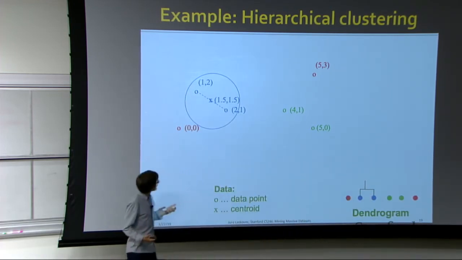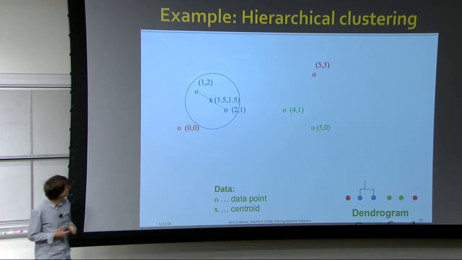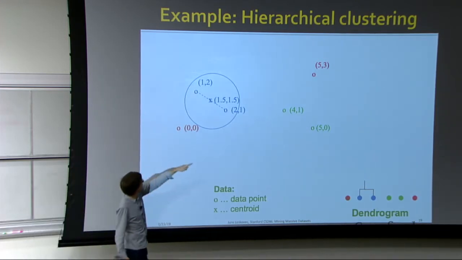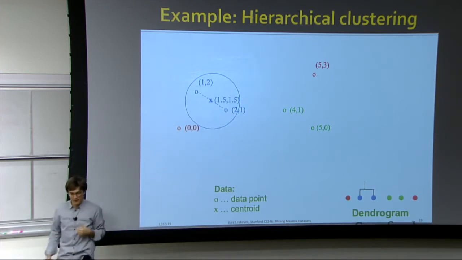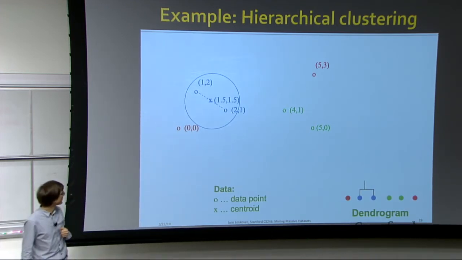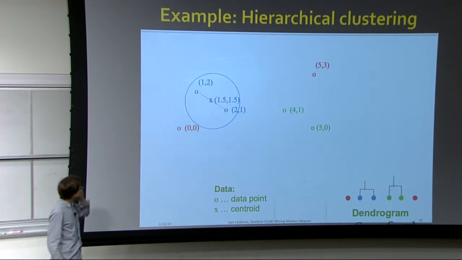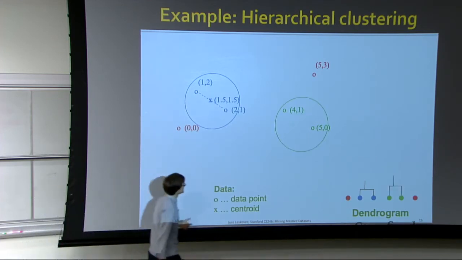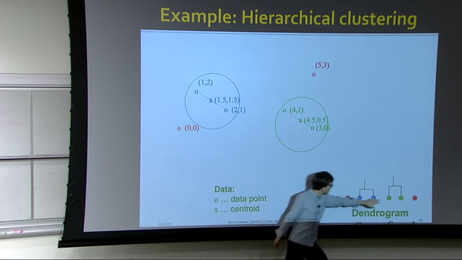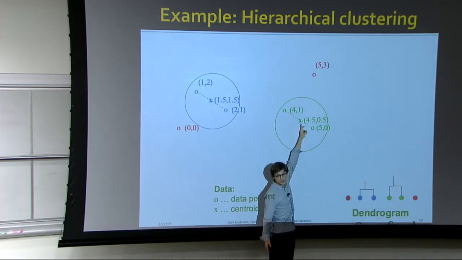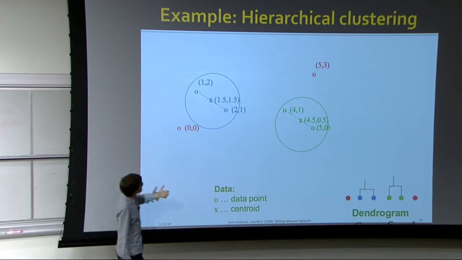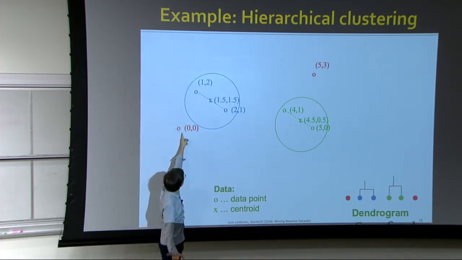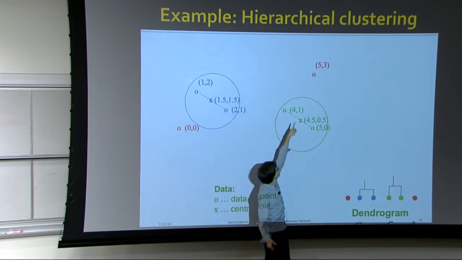Okay? So now I have a data set with four points. Sorry, five points, right? The original four, but the two blue I joined into one. So now I have five points, five clusters, if you want to think of it that way. And again, I can measure distances, find the closest pair, merge them here in the dendrogram, and compute the centroid, right? And now I have one data point less. So now the number of data points I have is four. It's this one, the centroid, and that one.